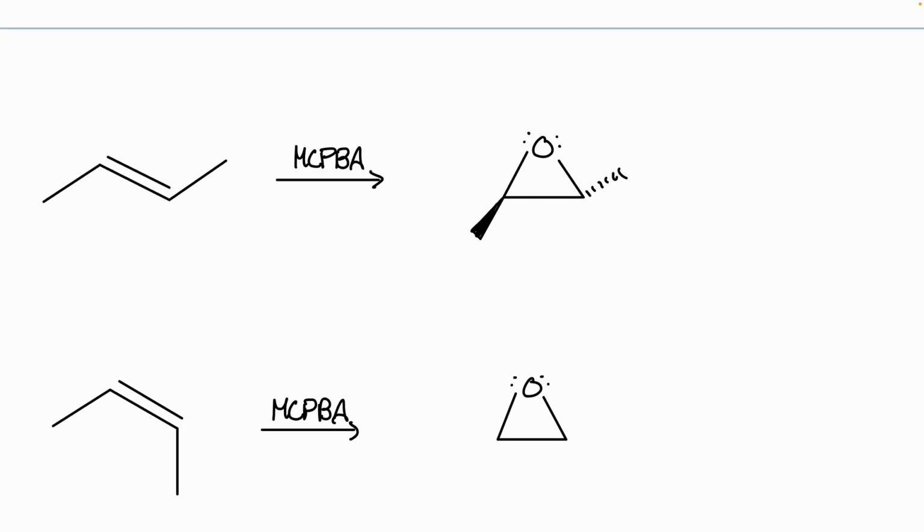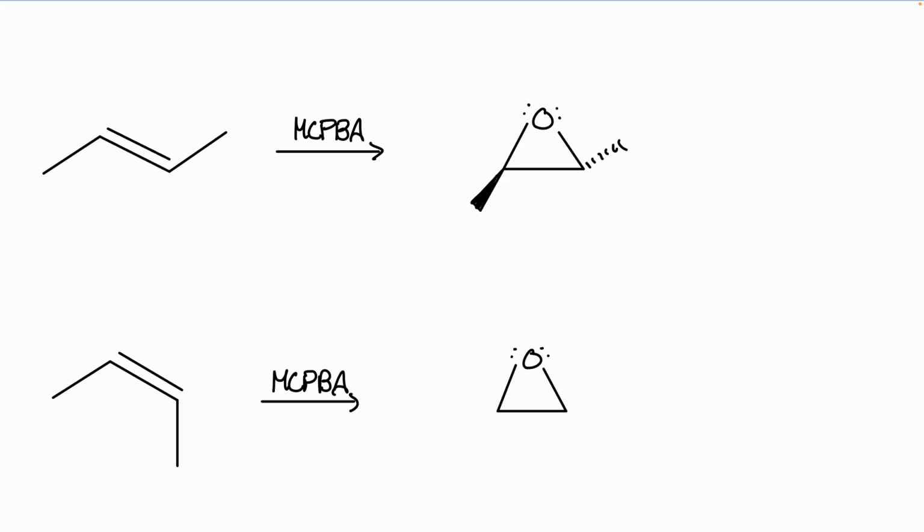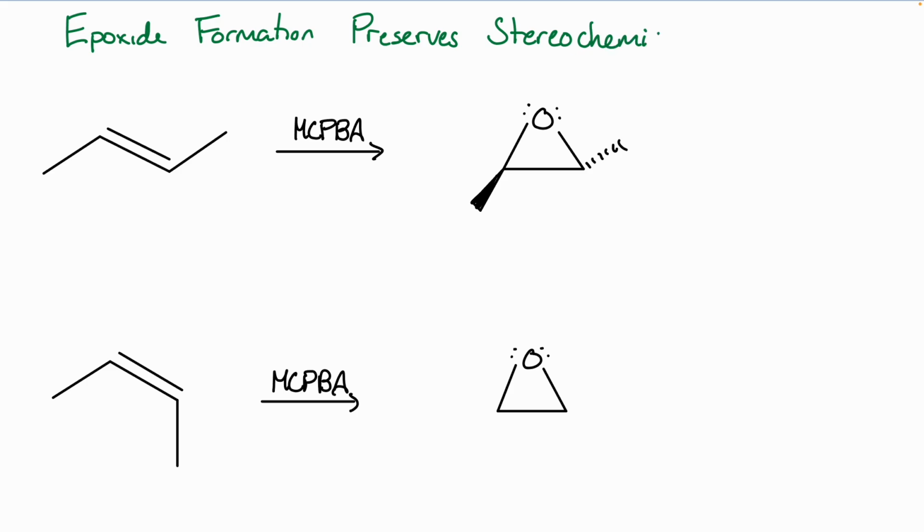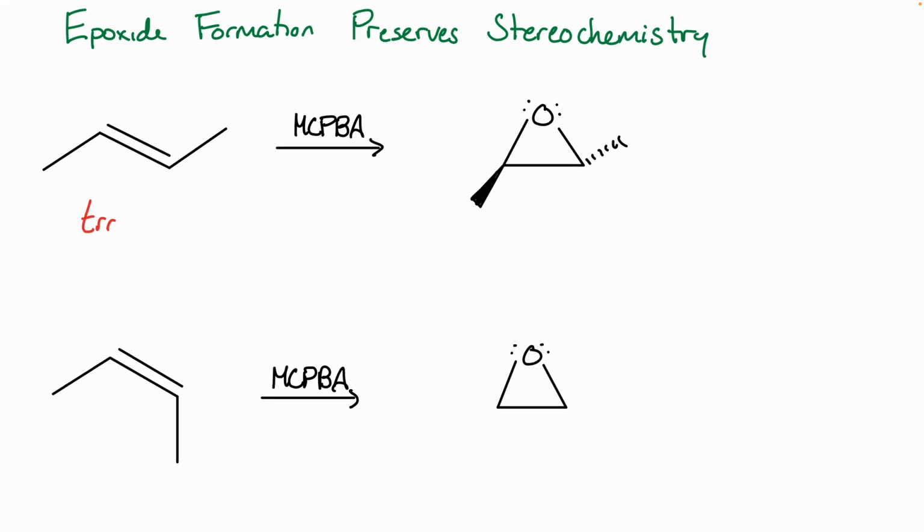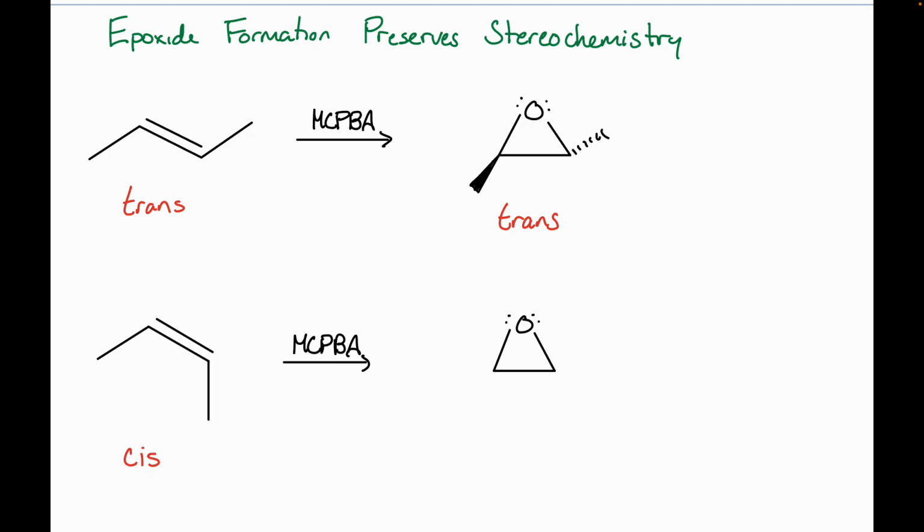So, the nice thing about the stereochemistry of these epoxide reactions, we can say epoxide formation preserves stereochemistry. Which means that if I start out with a trans alkene, I'm going to get a trans epoxide, where those two groups are pointed on opposite sides. Likewise, if I start out with a cis alkene, I'm going to get a cis epoxide, where those two groups are again pointed on the same side. So whether you do two wedges or two dashes are equivalent, but importantly, they got to be the same. All right, I start out with a cis alkene, I get a cis epoxide.